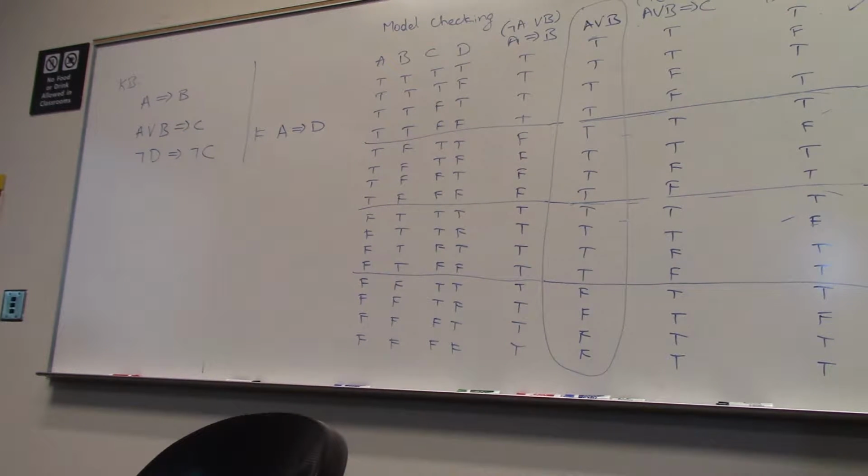It's not here, D. Not here, D. False. What is not here? True. Oh, okay, sorry. This will be true because of not A. This is true because of D. This is true because of D. Oh, so it's knowledge base.